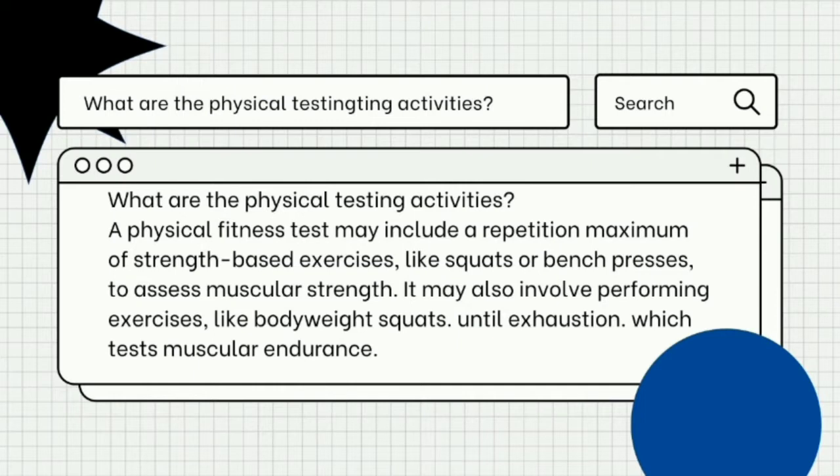Fitness tests may include repetition maximum of strength-based exercises, like squats or bench presses, to assess muscular strength. It may also involve performing exercises like body weight squats until exhaustion, which test muscular endurance.